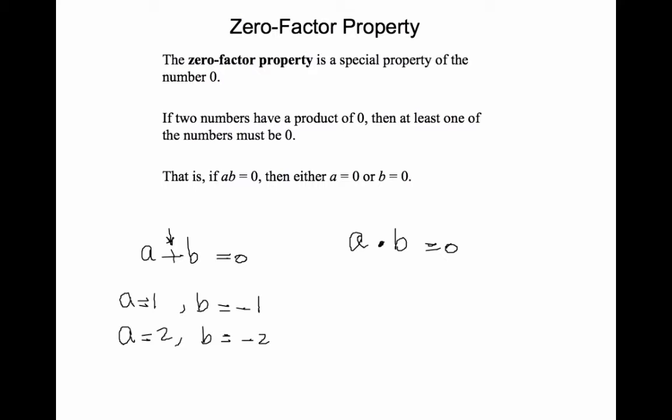However, if I have A times B is equal to 0, then I can conclude from here, if A times B is equal to 0, then I can say either A must be equal to 0 or B must be equal to 0, or both are equal to 0, right?